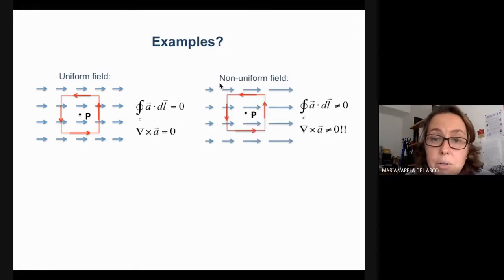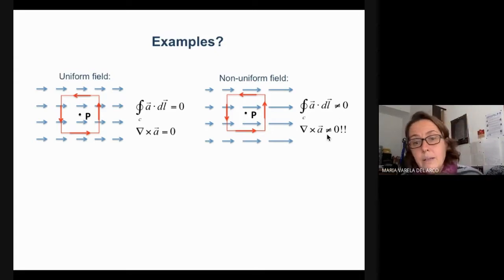However, if I have a non-uniform field and I actually try to calculate the circulation of A, and I'll tell you in a moment why the circulations are related to rotationals, around any closed loop like this one, I'm going to get a non-zero contribution, because there are always going to be parts of the dot product of field times differential L that are not going to be compensated by other things. And here, the rotational of the field, if we calculate it, and we're going to do it in a moment with a couple of examples, would not be zero.